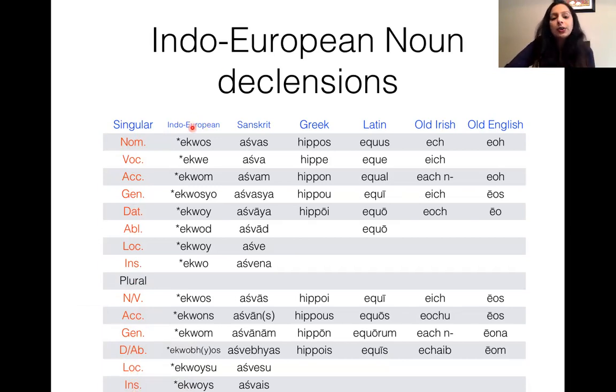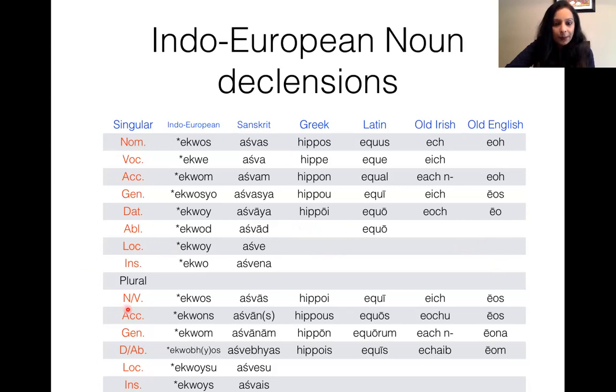And then this is the root form for Indo-European, and this is how it is in Sanskrit, Greek, Latin, Old Irish, and Old English. So the singular nominative form in Indo-European, ekvos, in Sanskrit becomes ashwas, in Greek becomes hippos, in Latin becomes equus, like equestrian, right? Old Irish becomes ek, and in Old English becomes eo, and so on for each of these case markings. There are some columns that are not filled, and this means that that form does not exist.